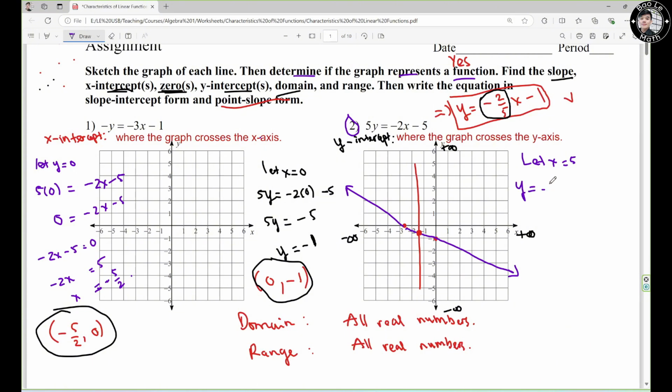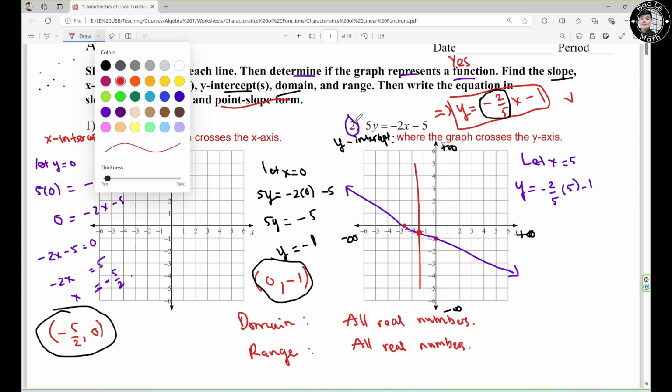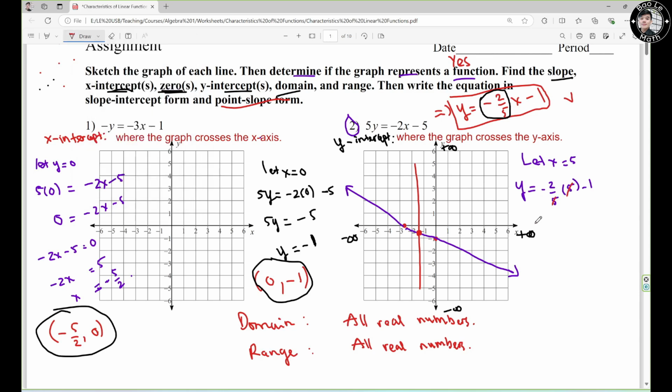So I have y equal to negative 2 over 5 times 5 minus 1. So 5 and 5 right here cancel out, right? So you have y equal to negative 2 left right here, minus 1. So y equal to negative 3. Alright, so I have the point. It's going to be 5, comma, negative 3. And I also have the slope. It's going to be negative 2 over 5, right? So this is my slope, negative 2 over 5.